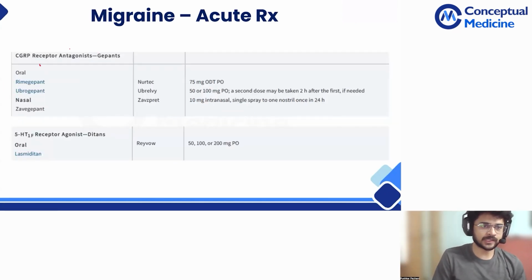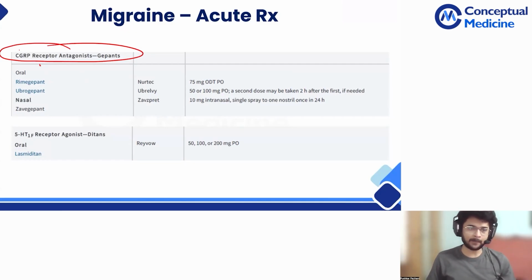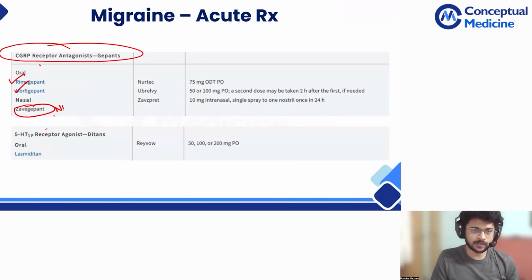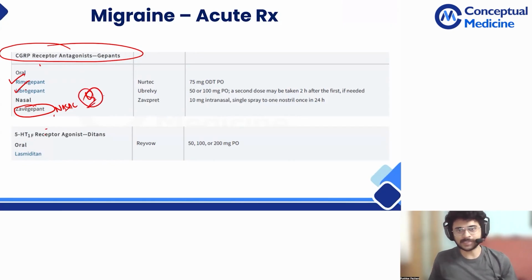Next, you have your CGRP receptor antagonist, that is your gepants. So there are two important oral drugs in this group, that is rimegepant as well as ubrogepant, and a very new addition to this group of molecules, that is zavegepant, which is actually a nasal formulation. Okay, so this could be a future MCQ because it is the latest update. So remember that the gepant, which is given in the intranasal route, is zavegepant. Intranasal triptans are zolmitriptan and sumatriptan.